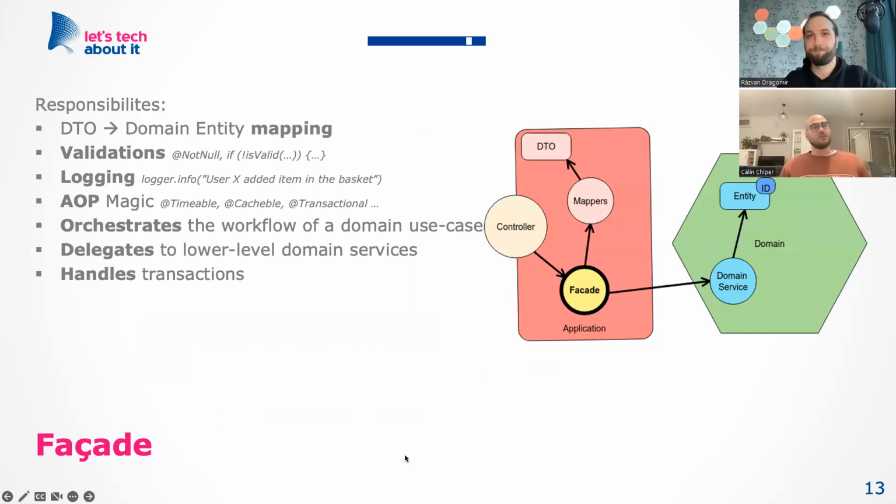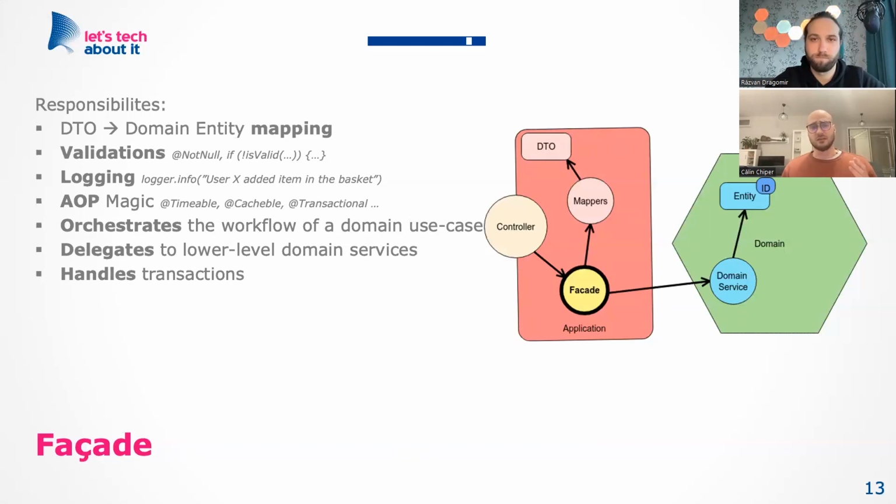Now, the question is where you put this mapping, and the answer is we recommend using a facade. I think it's also called an application service. It depends if you like to call it facade or application service, but the main idea is to have a class that is responsible for this DTO to domain entity mapping, maybe to validate against some user inputs. Maybe you also want to apply some cross-cutting concerns like logging, some aspect-oriented programming.